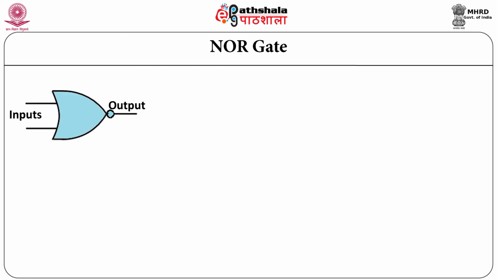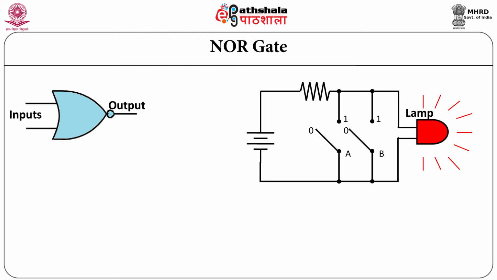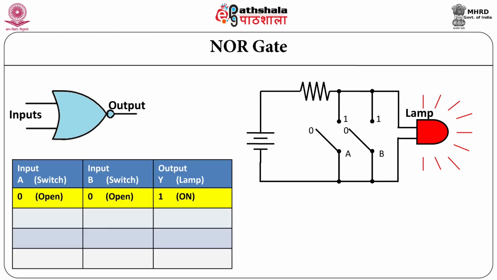NOR gate is basically a NOT OR gate. It performs logical ORing and then provides inverted or complemented output. Let us now study the logical operation of the NOR gate. The NOR gate produces a high output when both the inputs are low. In the NOR gate circuit constructed using the switch analogy, the individual switches are in parallel with the battery and the lamp. The lamp is on when both the switches are open.